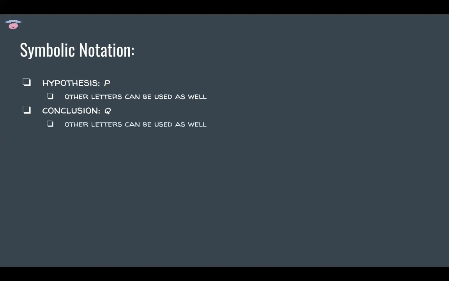Symbolic notation. So when we're writing statements, we can use symbols to denote other words instead of just writing them out. For example, as we've seen before, the hypothesis is usually written as P. And other letters can be used as well, but P is the most common. And the conclusion is Q. Remember when we looked at the laws of deductive reasoning, we said if P, then Q. As with the hypothesis, other letters can be used as well. Then is usually written with an arrow. So it would be something like, if P, then Q.